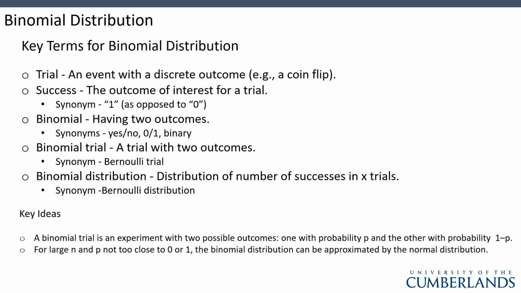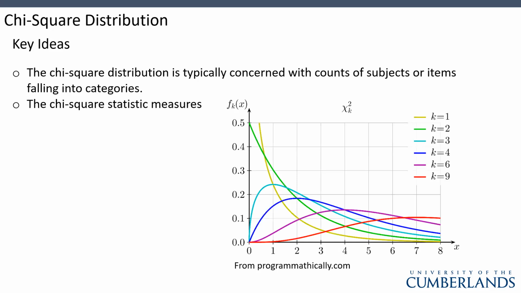So these are some of the key terms for binomial distribution, and they are trial, success, binomial trial, and binomial distribution. And some of the key ideas are below. The chi-square distribution, and here are some of the key ideas. The chi-square distribution is typically concerned with counts of subjects or items falling into the various categories. And as you can see here, the chi-square statistical measure.